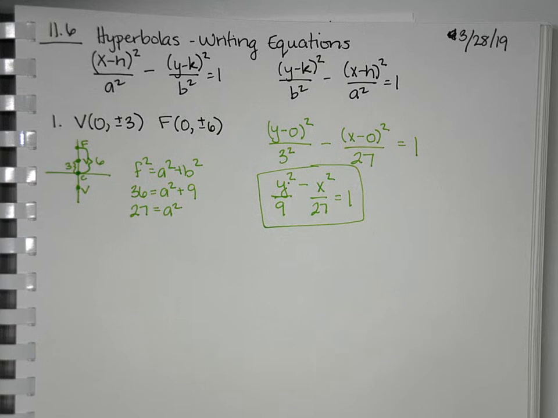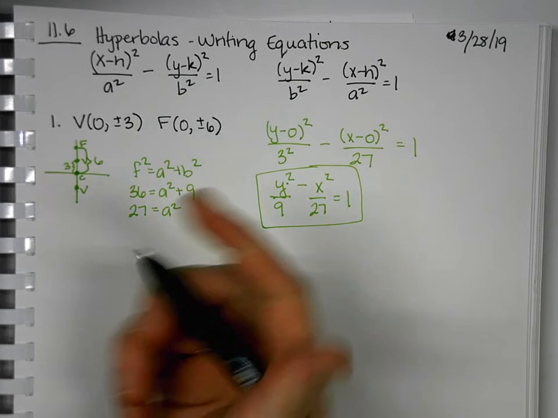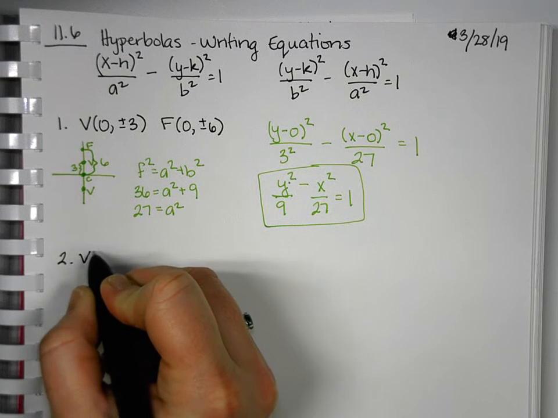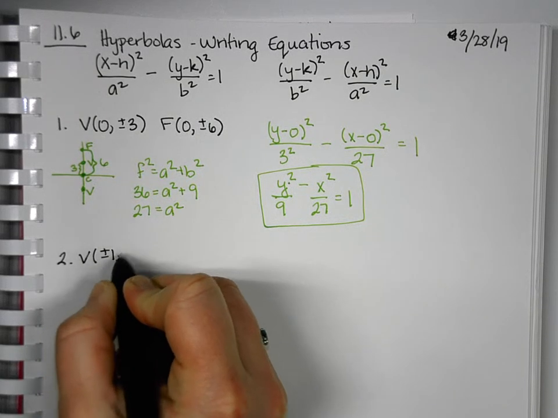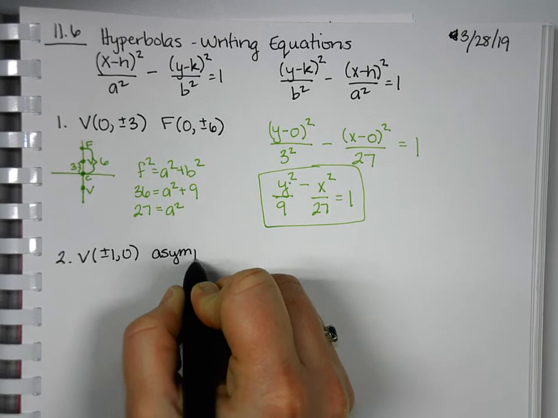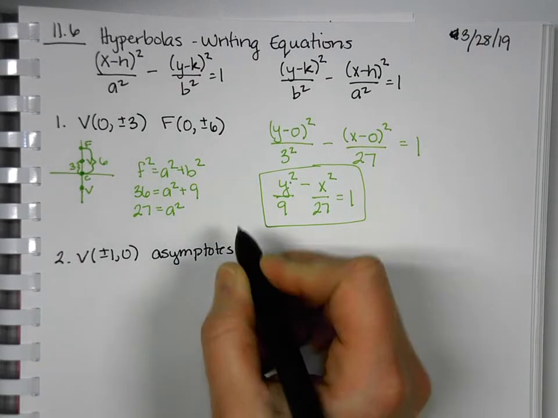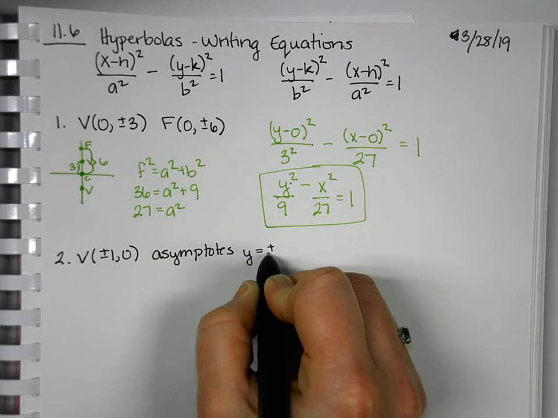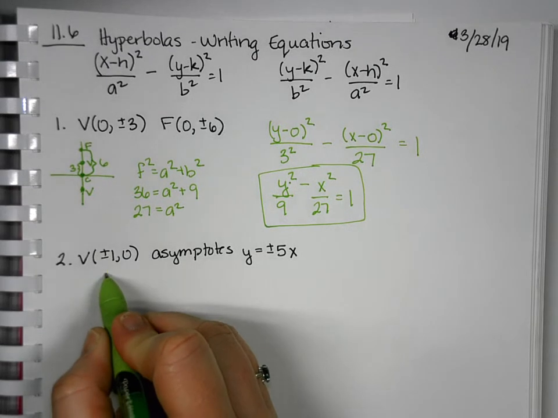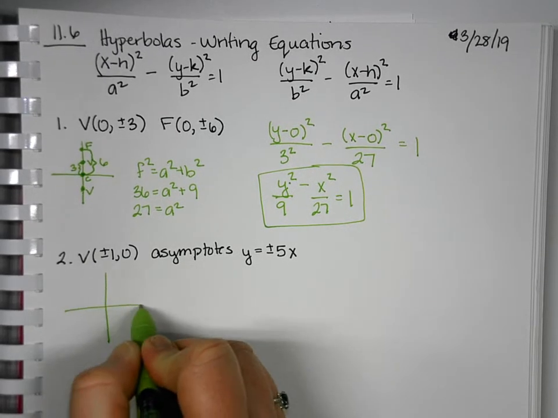All right, let's try one where we're given the vertices at plus minus 1 comma 0. And we're given the asymptotes as y equals plus or minus 5x. So again, I'm going to start by sketching what I know.